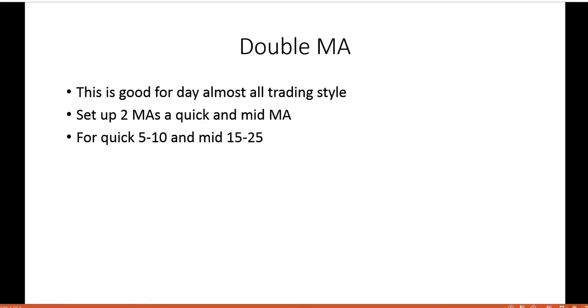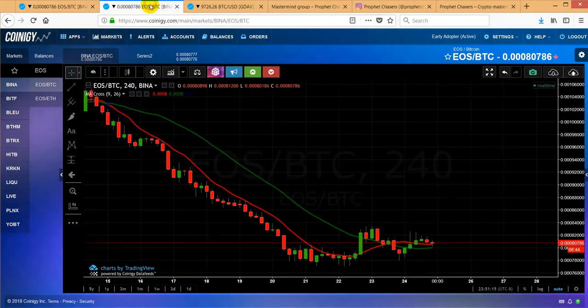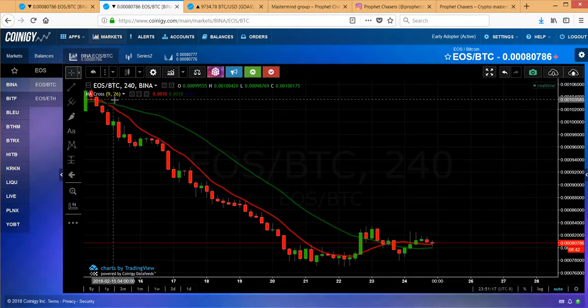The next one would be a double MA. And there's actually an indicator in Coinigy called the cross where you can adjust and stuff like that. I think it's pretty effective midterm. But this is pretty good for all trading styles. It's just about tweaking the moving averages. If you want something quick, 5 to 10, and then mid is going to be 5 to 26. I just left it at the standard moving average.